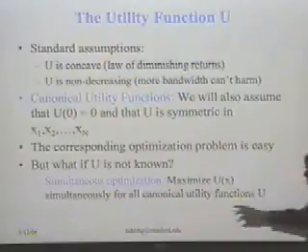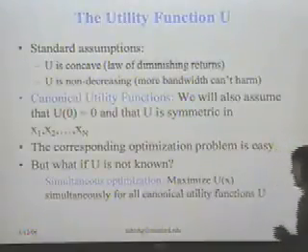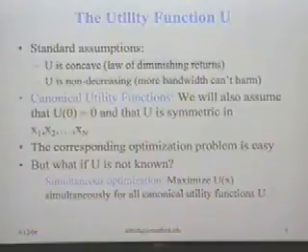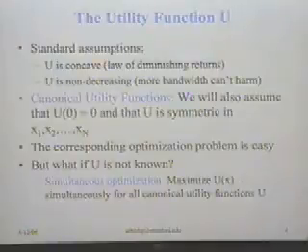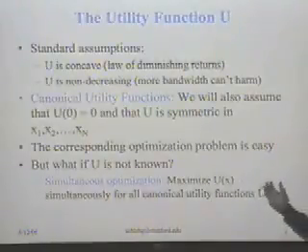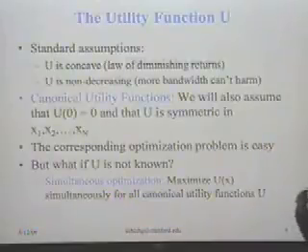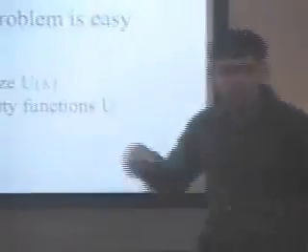And so simultaneous optimization is concerned with maximizing U of x simultaneously for all canonical utility functions U. And I'm going to call something canonical if U of 0 is 0 and U is symmetric in x1, x2, ..., xn. Right? So the point of this talk is not the constraints or the optimization itself. It is about what U ought to be, what the class of appropriate U's is, and how do you optimize over this class.